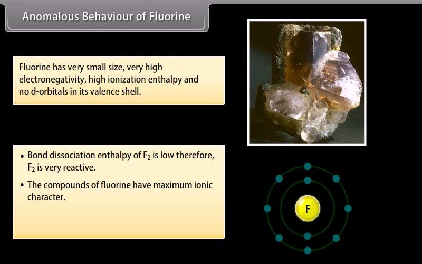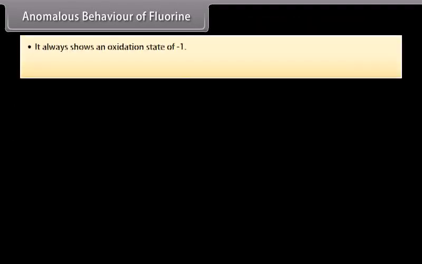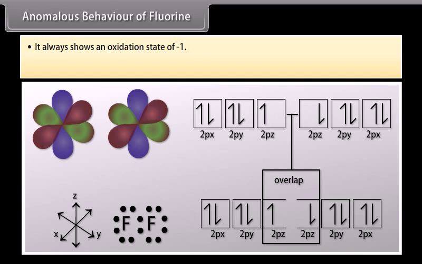The compounds of fluorine have maximum ionic character. The hydride of fluorine is liquid due to molecular association by intermolecular hydrogen bonding. It always shows an oxidation state of -1. It does not form polyhalide ions due to the absence of d orbitals.